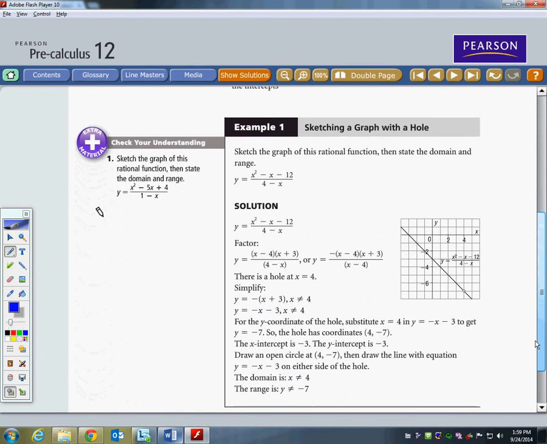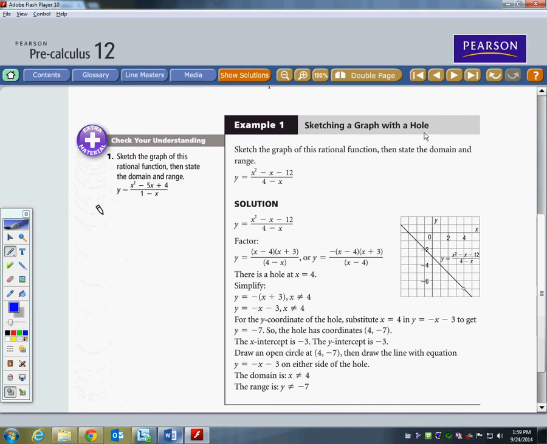So here's a nice example of sketching a graph with a hole. They work through the example, and I'll just have you note that the denominator is 4 minus x, so they change that to x minus 4. The relationship between 4 minus x and x minus 4 is that they are opposites. So when you make that switch, you've got to introduce a negative sign.